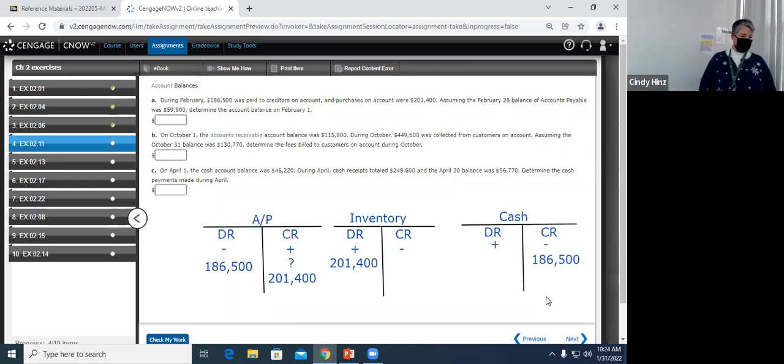So just as we said at the end of class last time, every transaction is going to affect at least two accounts, but it doesn't have to be two different types of accounts. It could be two assets or two liabilities or two equity accounts. Or it could be an asset and a liability, an asset and an equity, a liability and an equity. It could be any combination as long as we follow the rules that we have at least two accounts and the total debits and the total credits are equal, then our equation will stay in balance.